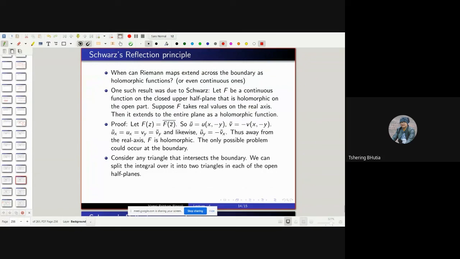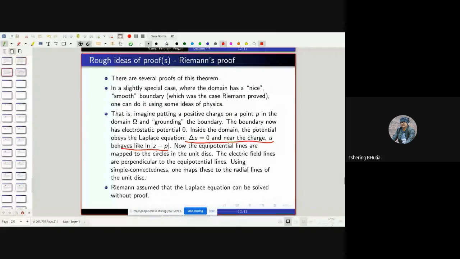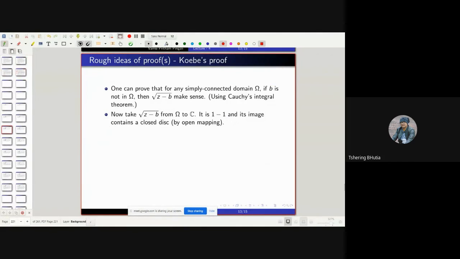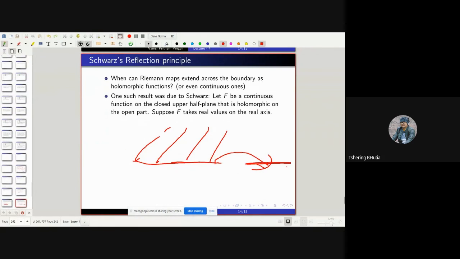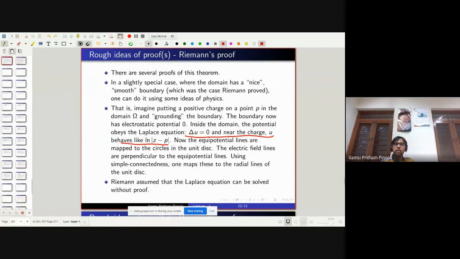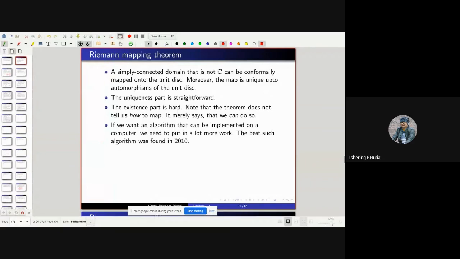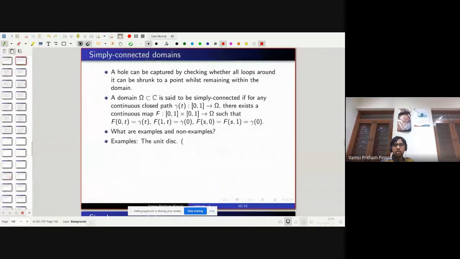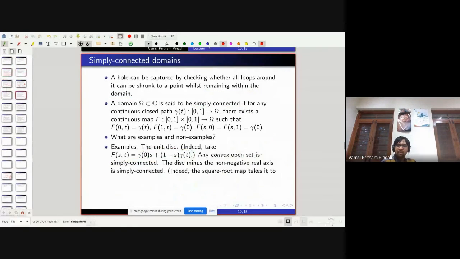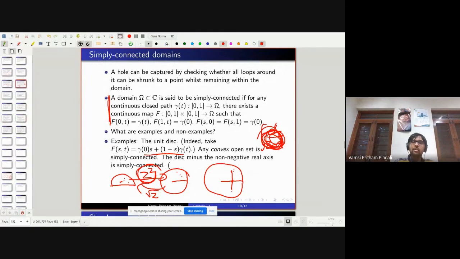Sir, when we were doing the disk minus the non-negative axis, you gave some explanation about its simple connectedness. Can you explain it again? Simple connectedness. Oh, that one, the disk minus that, right? Yeah, sir. Okay. Let's see where.